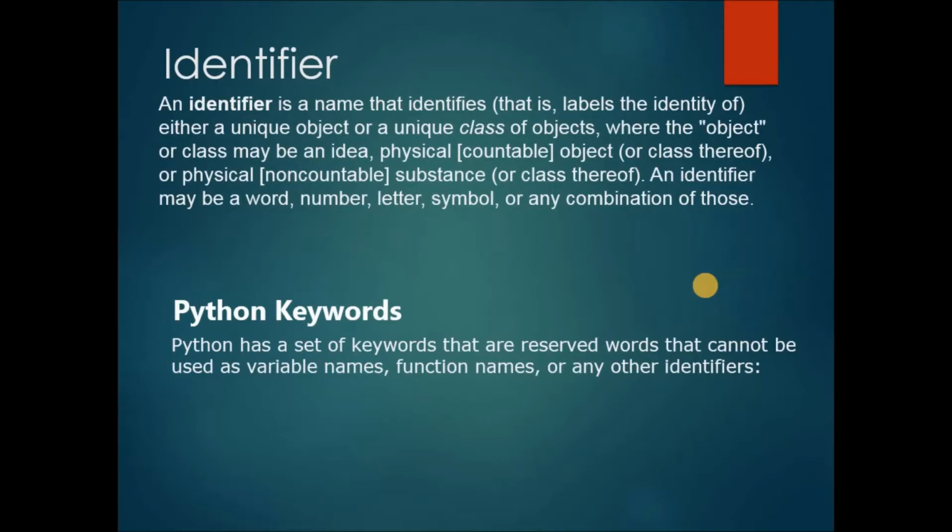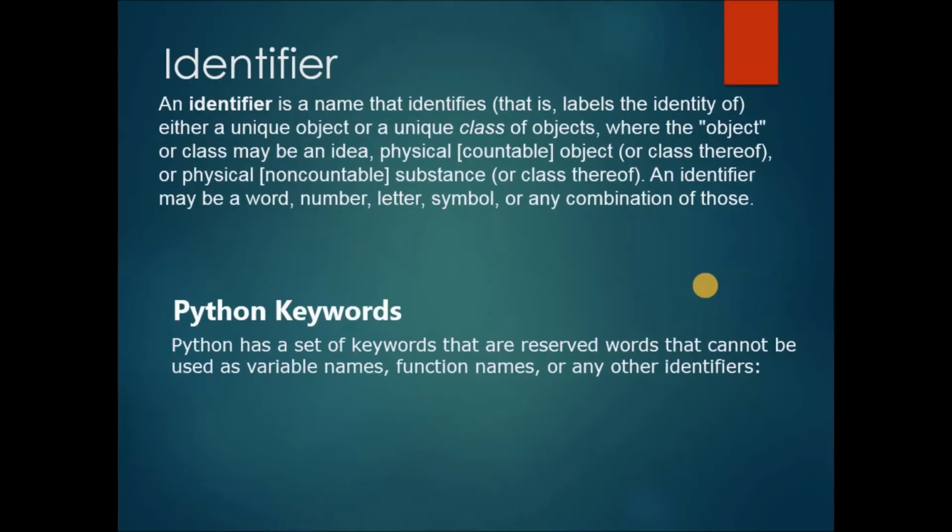After that, Python keywords are also there. Python keywords means some words we use in programming which have a predefined meaning. These are known as keywords. I have given some examples of keywords in this PPT. Python has a set of keywords that are reserved words and cannot be used as variable names. What about the variable name? We have already discussed it before, so again I am going to tell you.